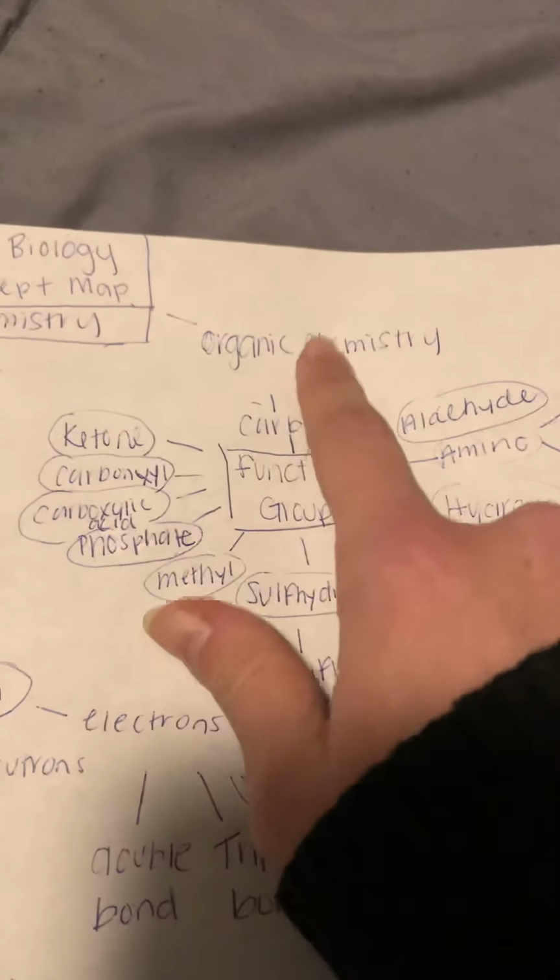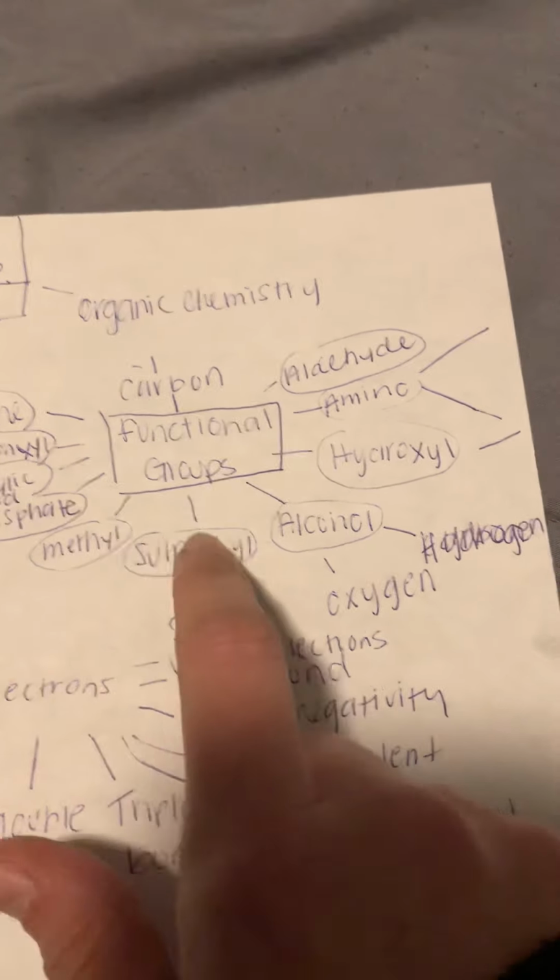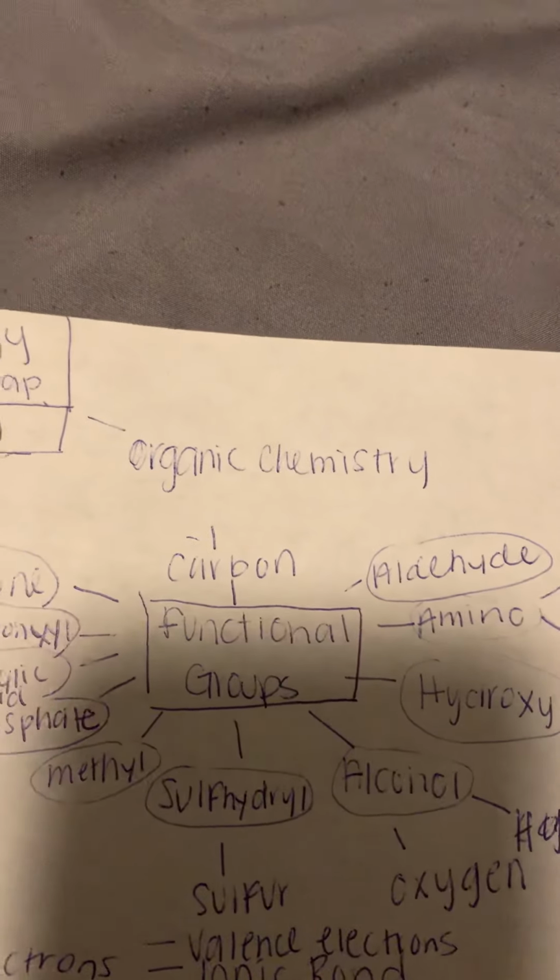So my first term, whenever you come from organic chemistry, is carbon. Now carbon is in all functional groups, which is why it's at the top of this. We have ketones, carboxyl, carboxylic acid, phosphate, methyl, sulfhydryl, alcohol, hydroxyl, amino, and aldehyde. I'm going to start with amino.